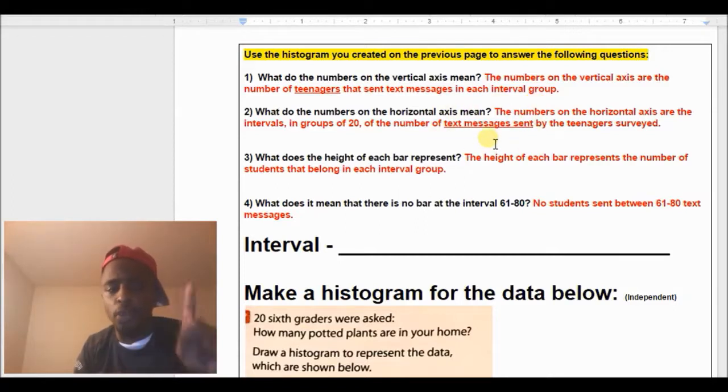All right, so let me review 1 and 2 again. On the vertical axis, that's the number of teenagers. And on the horizontal axis, those are intervals or the groups, and that represents the number of text messages sent by the teenagers that were surveyed.